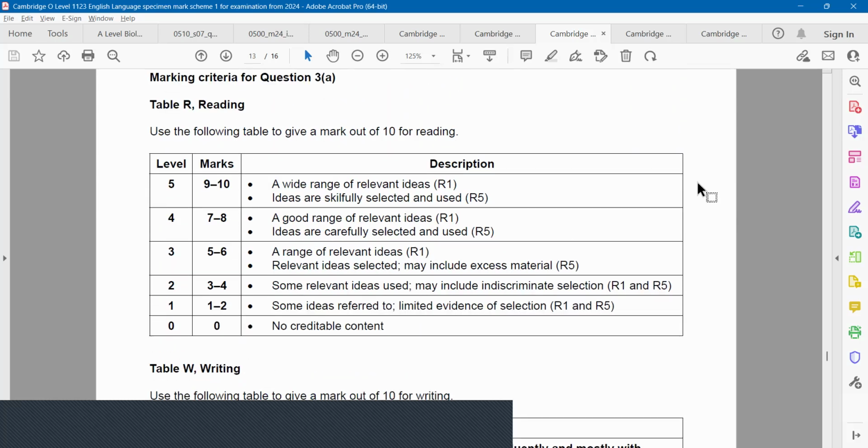And here's a further breakup. It says 10 marks for content and 10 marks for using your own language. Marks for reading, which is basically the 10 marks for content, have the level descriptors that were mentioned earlier, from the lowest to the highest, so you can see what's being tested. At the highest, you can get either a 9 or a 10, and a wide range of relevant ideas were picked out and skillfully selected.